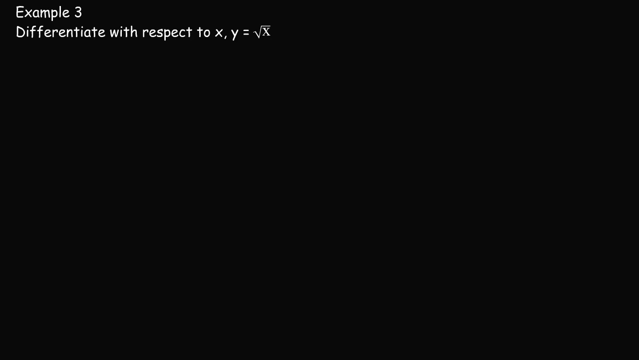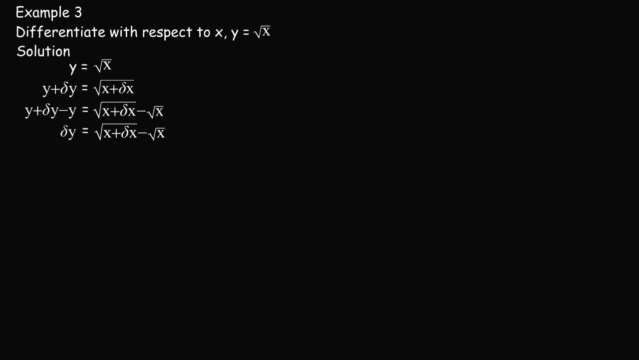Our final example states: differentiate with respect to s, y equals the square root of s. Solution. First of all, we write down our equation, y equals the square root of s. Now, inputting for delta y and delta s, our equation becomes y plus delta y is equal to the square root of s plus delta s. At this point, we are going to subtract y from the left hand side and subtract the square root of s from the right hand side. Our equation becomes y plus delta y minus y will be equal to the square root of s plus delta s minus the square root of s.